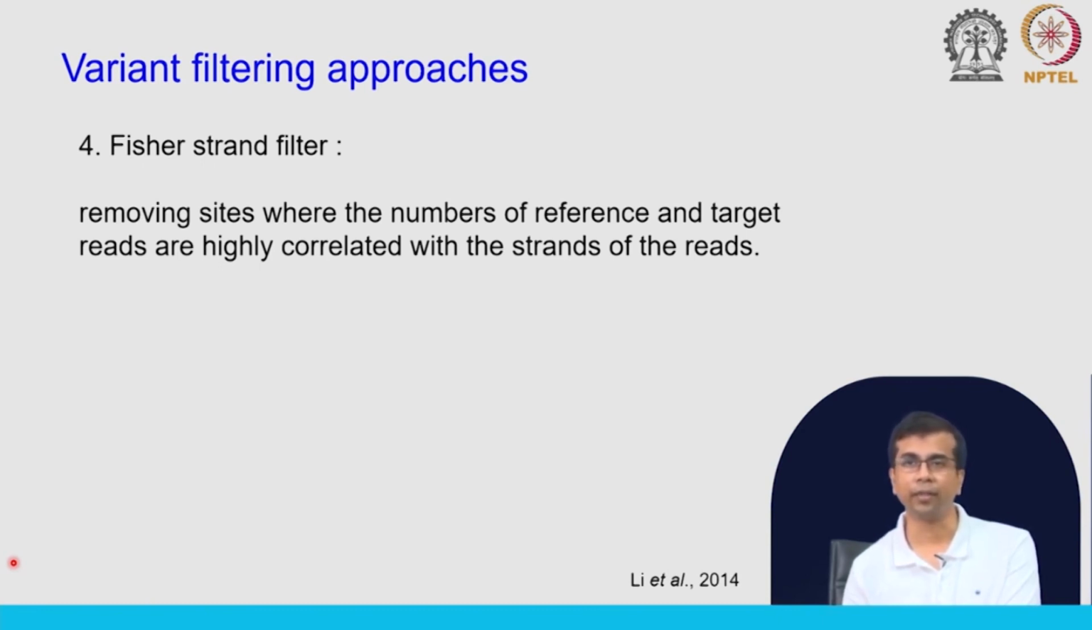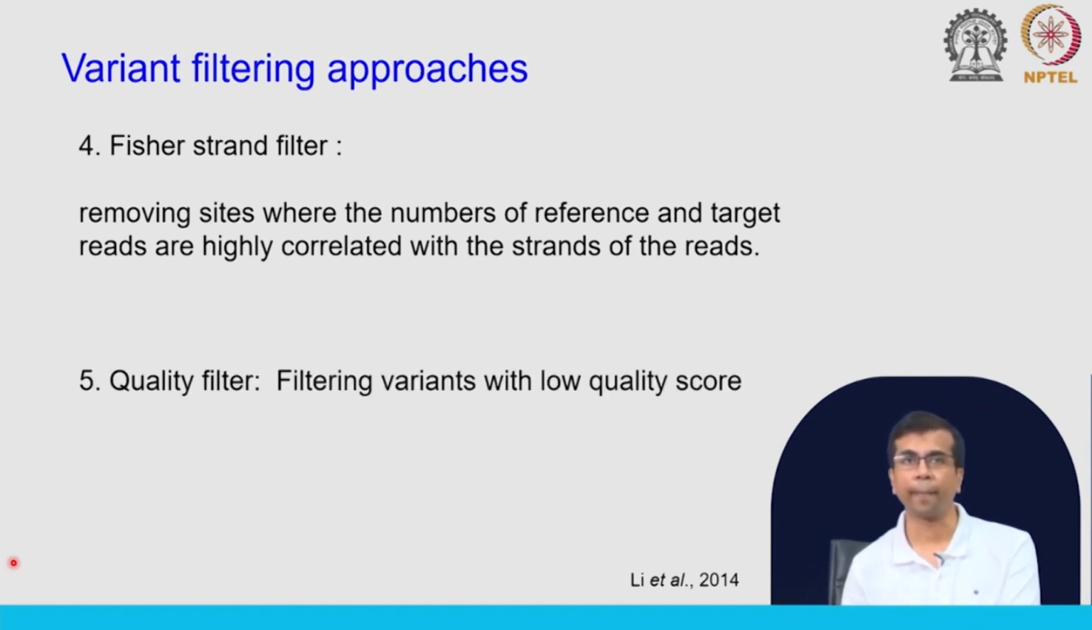So this is again, as we have mentioned, we want variants to be called from reads mapping to both strands, and we want to avoid any strand bias in the data. And finally, of course, we have the quality filtering. So we want to filter variants with low quality score.